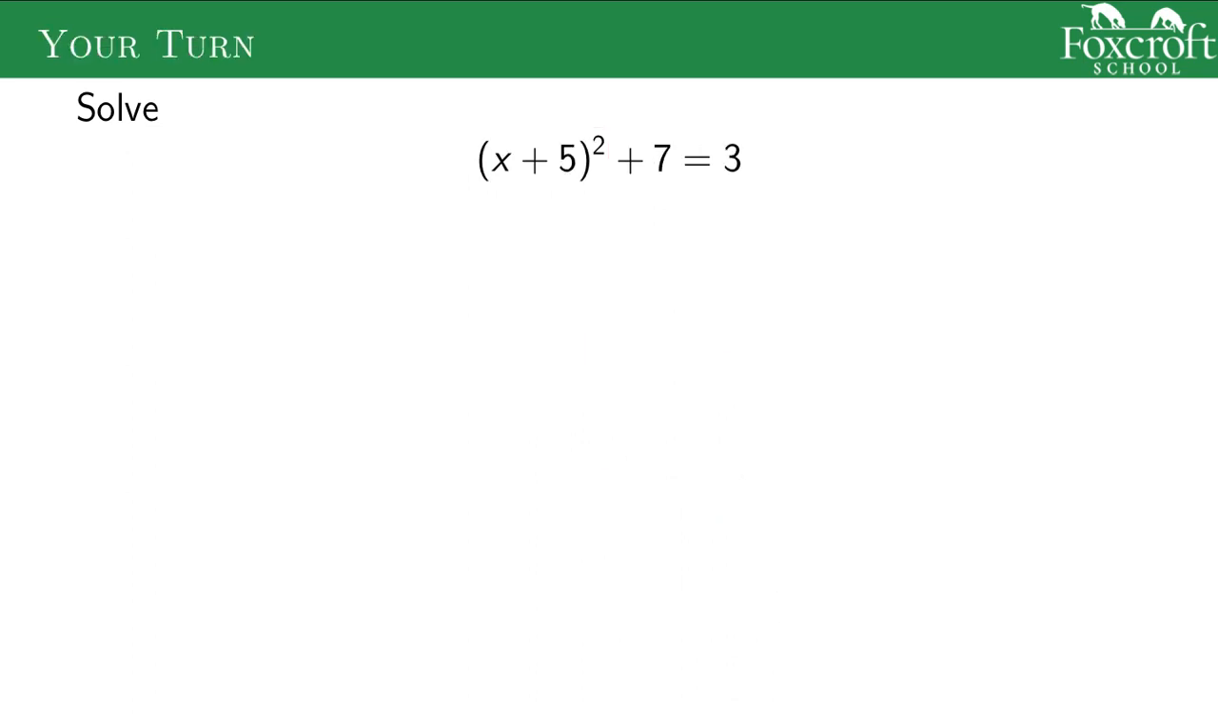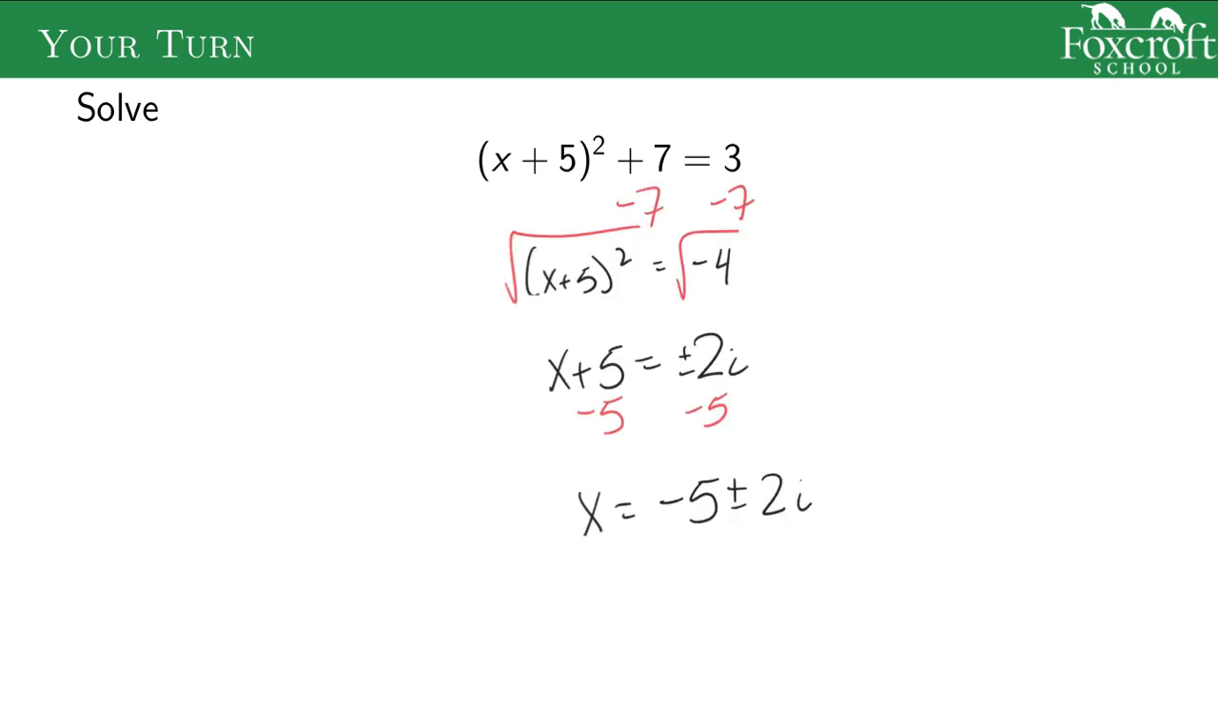All right, here's one for you to try on your own. Solve this equation using complex or imaginary numbers. I'll show you the answer in 3, 2, 1. And the final answer is -5 plus or minus 2i. So we subtract 7 on both sides to get that squared by itself. Take the square roots, remembering the plus or minus, and that the square root of a negative now has that i. And lastly, subtracting 5 to get our final answer.